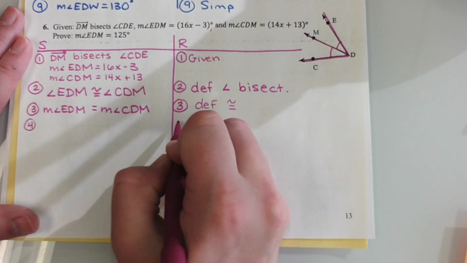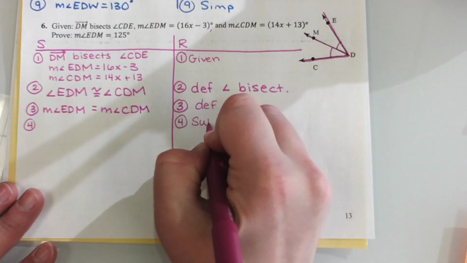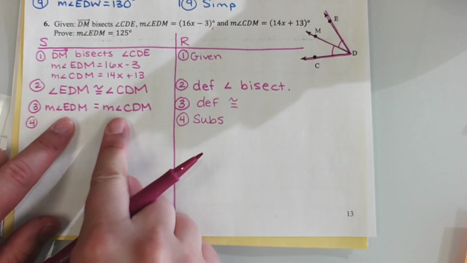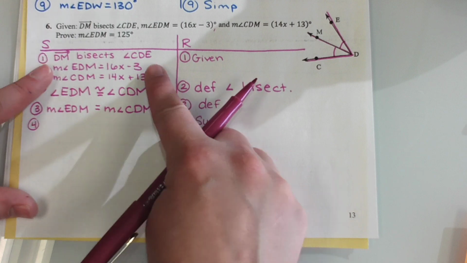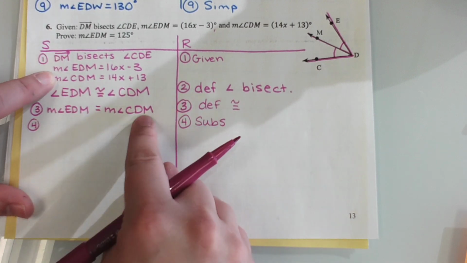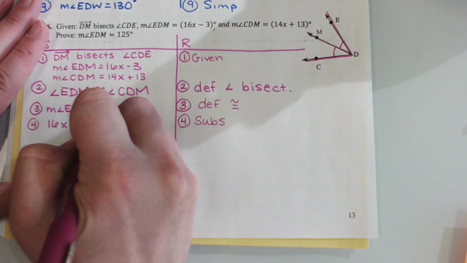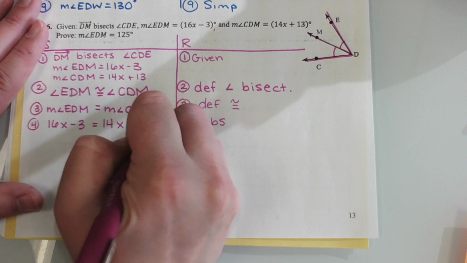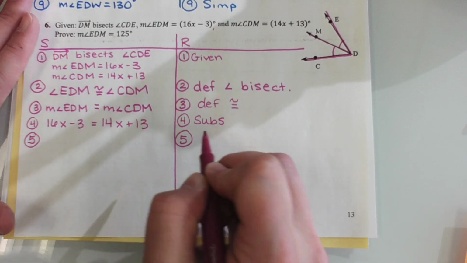Aaliyah. Now what? Substitution. I now have equal signs. I can work with equal signs and equal signs. I couldn't work with the congruent symbol mixed with equal signs, but I can work with equals and equals. And I notice I got an EDM I can replace with numbers and a CDM that I can replace with numbers and variables. And I'm back to the algebra.